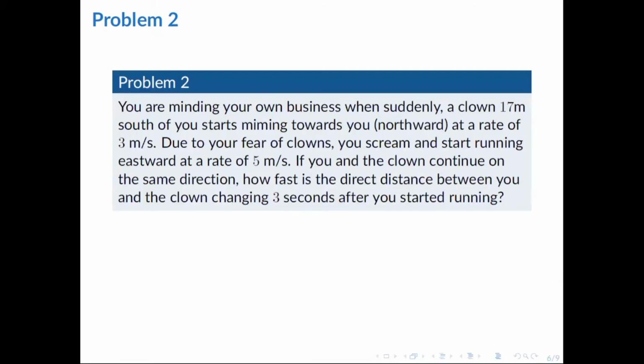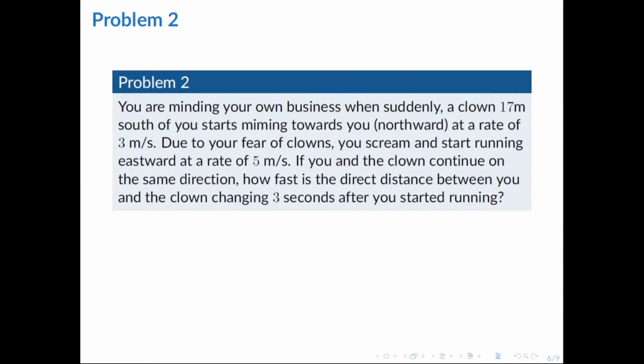So let's move on to problem number 2. You're minding your own business when suddenly a clown 17 meters south of you starts running towards you northward at a rate of 3 meters per second. Due to your fear of clowns, you scream and start running eastward at a rate of 5 meters per second. If you and the clown continue in the same direction, how fast is the direct distance between you and the clown changing 3 seconds after you started running?